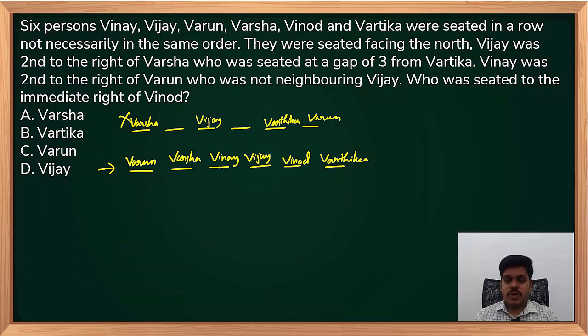So all satisfied. Varun cannot be a neighbor of Vijay. It's satisfied. Then moving to our question, who was seated to the immediate right of Vinod? Immediate right of Vinod, it is Vartika. Option B is the answer. Okay, then moving to the next question.